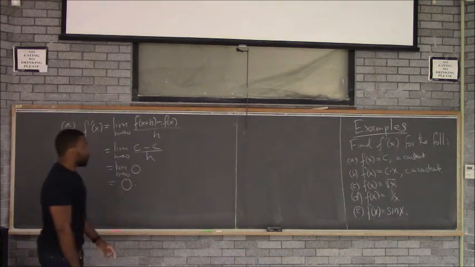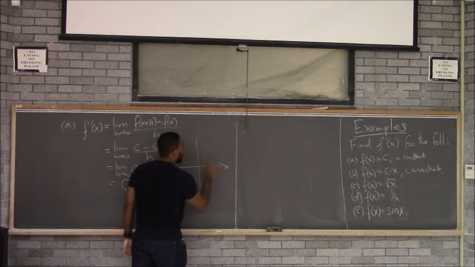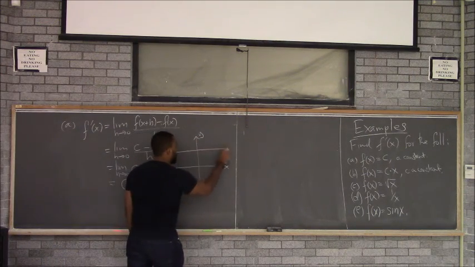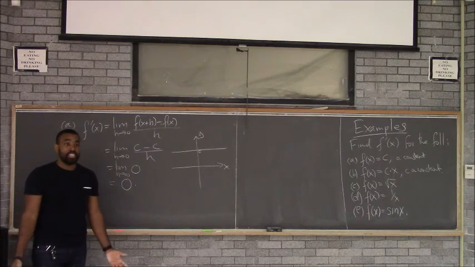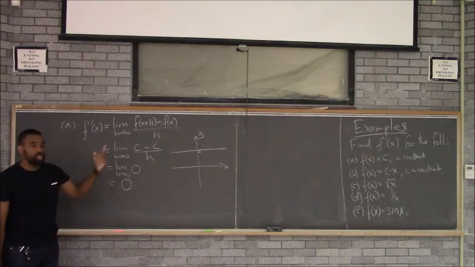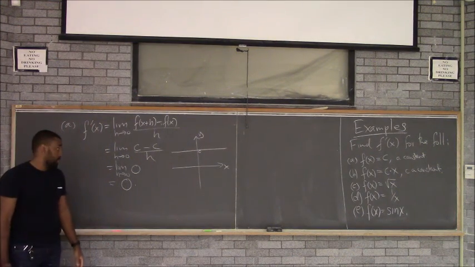Turns out the derivative of any constant is going to be 0. Now, on one hand, that should be obvious because if I look at y equals a constant, what does its graph look like? It's just a horizontal line passing through c. The slope of a horizontal line is 0. So it makes all the sense in the world that the derivative of a constant should be 0, because the derivative is just trying to find the slope of the tangent line.